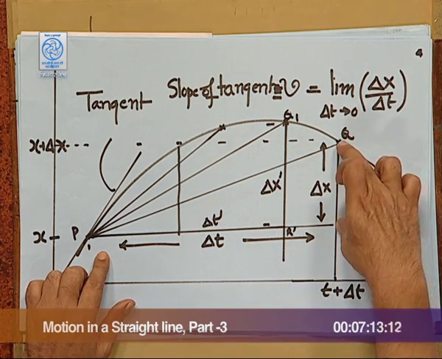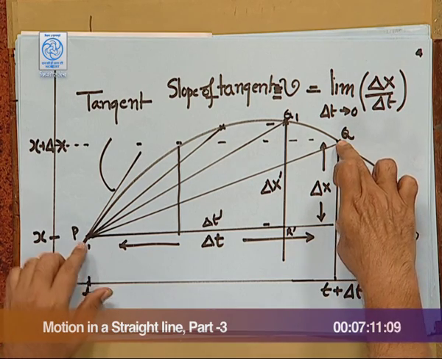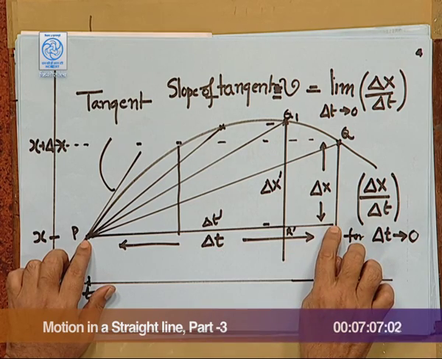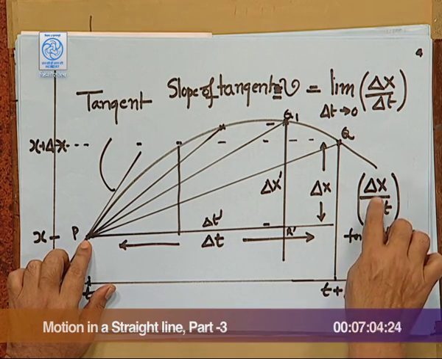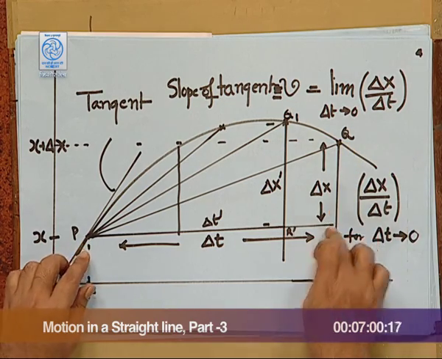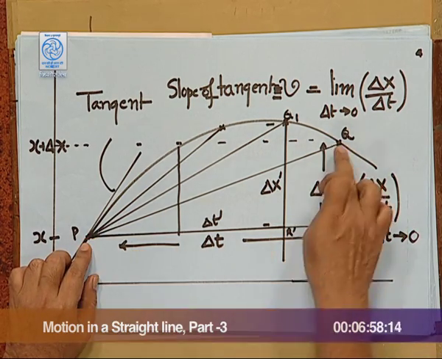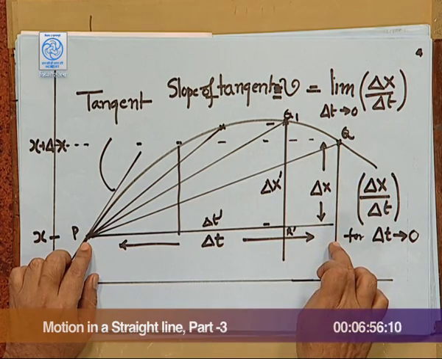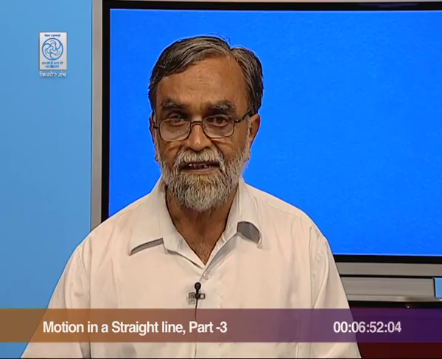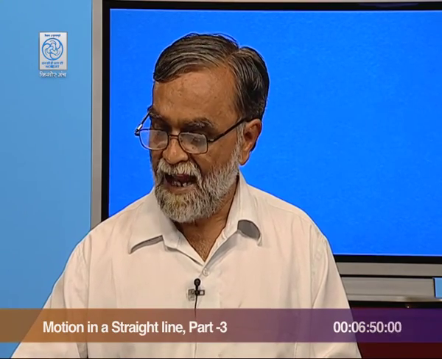Now, this delta x is the height of this triangle and delta t is the base of this triangle. Delta x by delta t is the ratio of the height to the base of this triangle, which is found by the line PQ. The value of delta x by delta t is generally called average velocity.